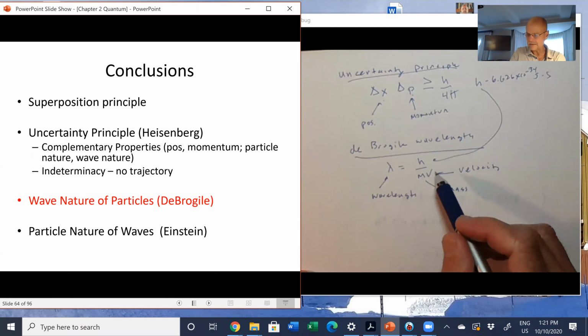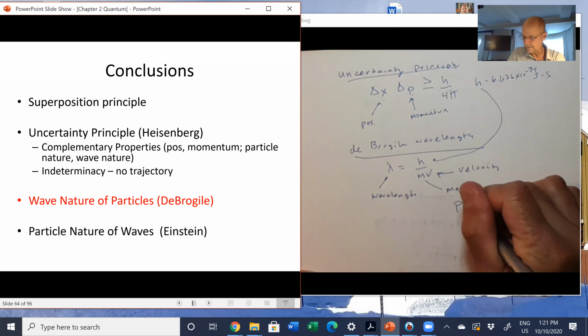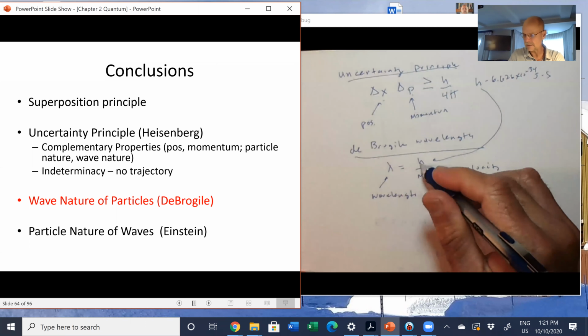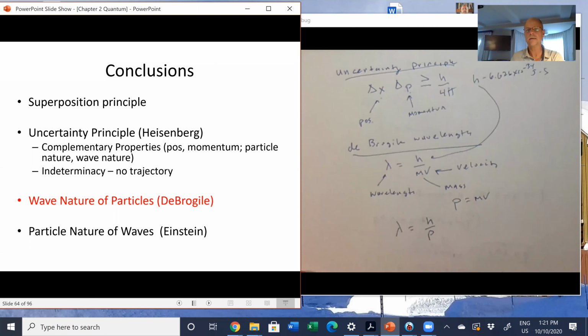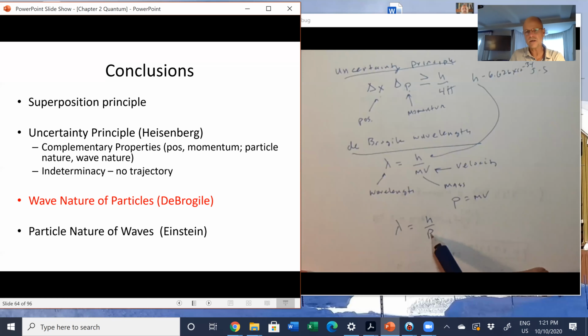Notice that mass times the velocity is equal to momentum. So we could also write this as lambda is equal to h over momentum. As the momentum gets bigger, the wavelength gets smaller. As the particle becomes more energetic, its wavelength gets shorter and shorter, just like we saw for photons. As the photon gets more energetic, the wavelength of the photon gets smaller and smaller.